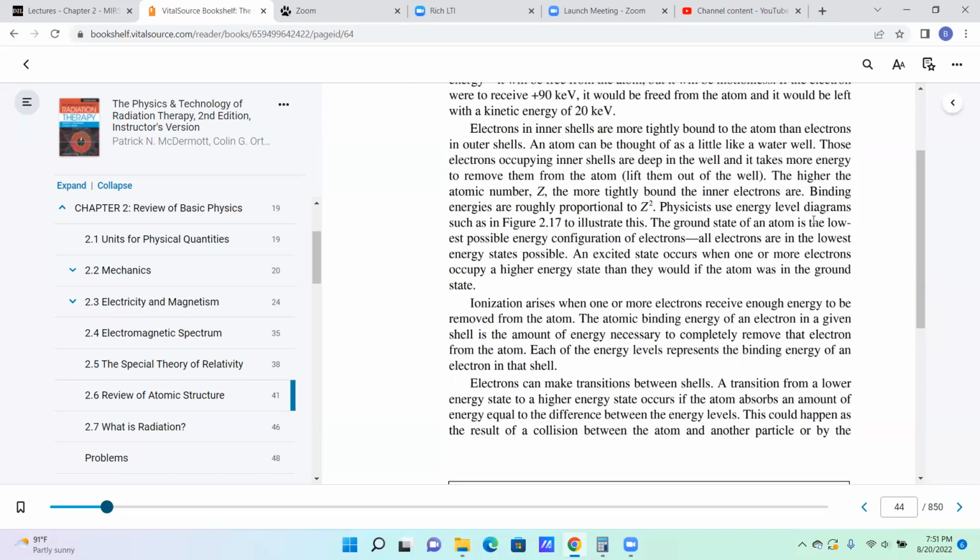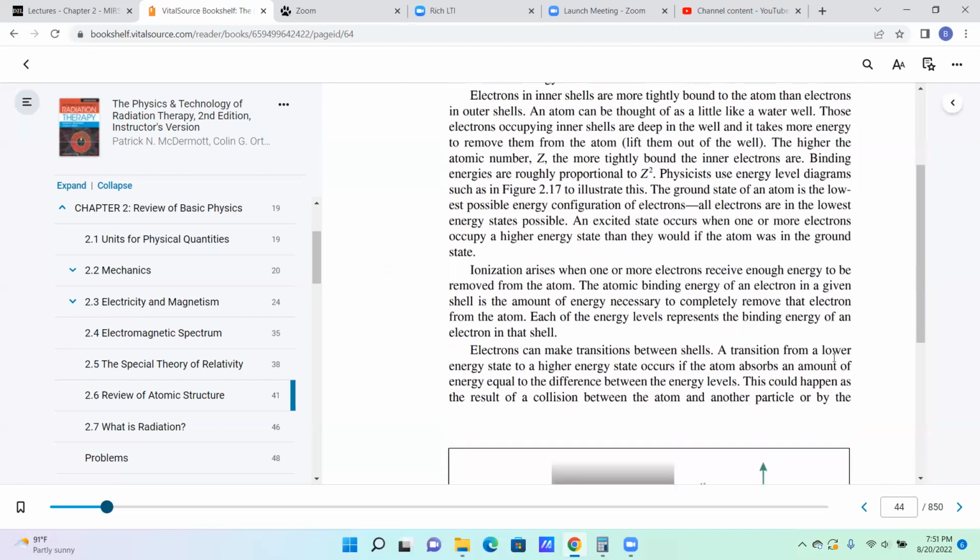Physicists use energy level diagrams such as 2.17 to illustrate this. Ground state of an atom is the lowest possible energy configuration. All electrons are in the lowest state possible. An excited state occurs when one or more electrons occupy a higher energy state than if they were in a ground state.